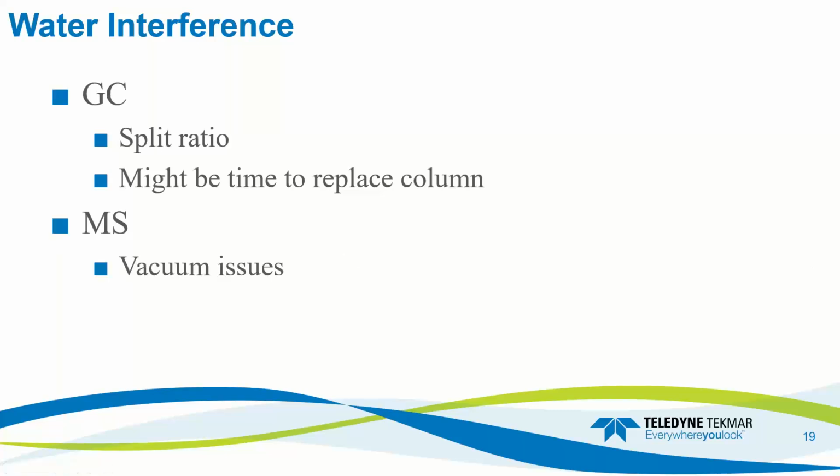And on the mass spec side, you could be looking at vacuum issues. If you don't have adequate vacuuming, then that water is getting to the mass spec and it's causing more problems than it otherwise would. Less water going onto the GC column means less water is getting to the mass spec as well, and this can extend filament lifetime and allows for less source cleaning, which is a huge time saver because that is a long process.